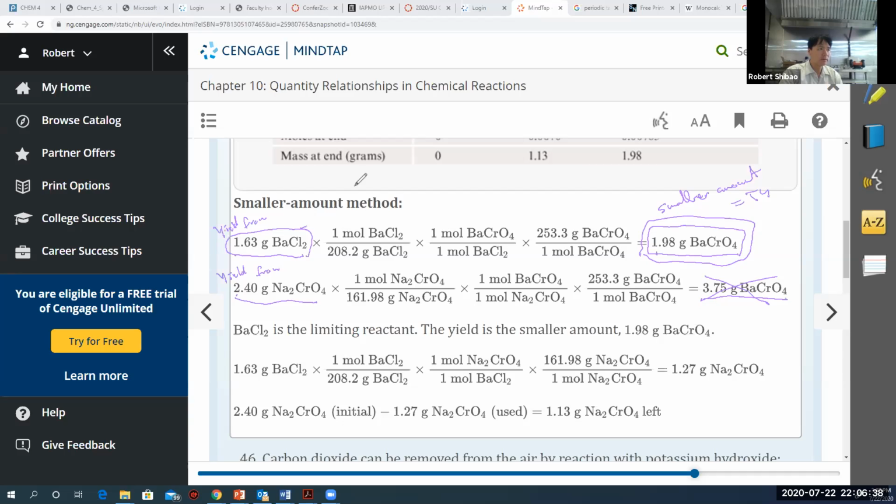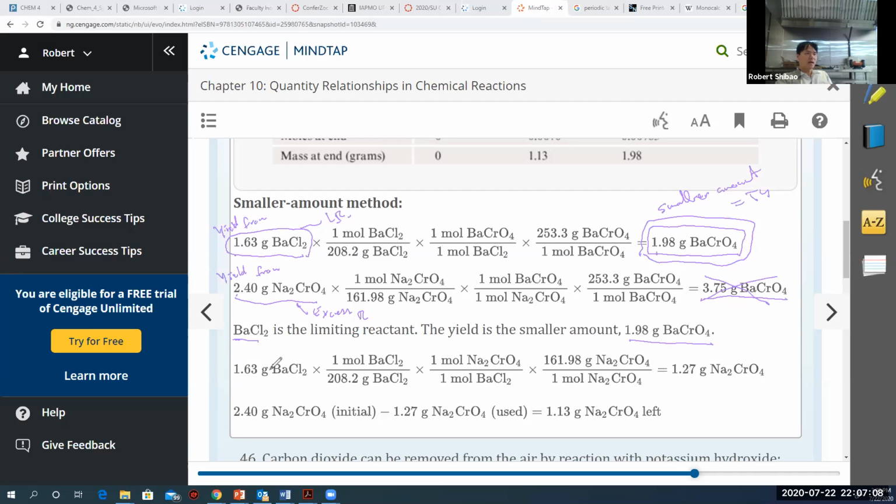1.63 grams of barium chloride is the limiting reagent, LR. This is going to be called the excess reagent. And so the theoretical yield of barium chromate is 1.98 grams. We can't make more than that. So barium chloride is the limiting reagent. The yield is the smaller amount, 1.98 grams of barium chromate.